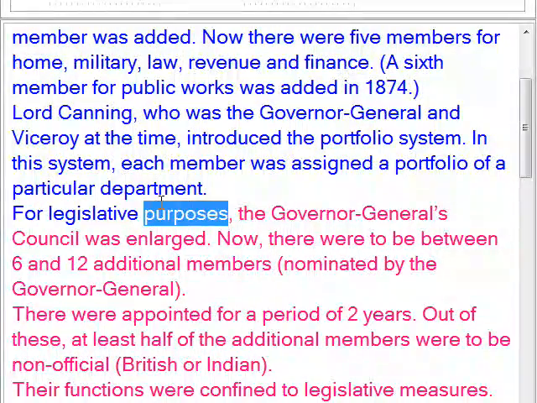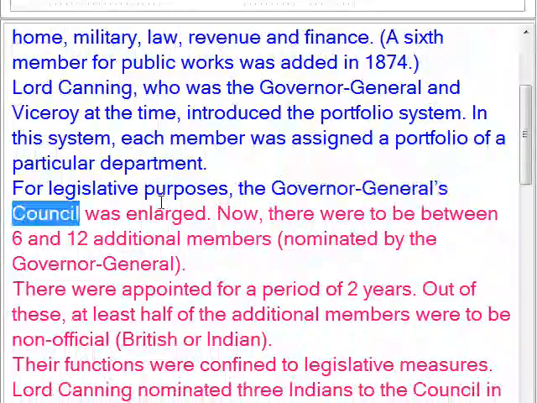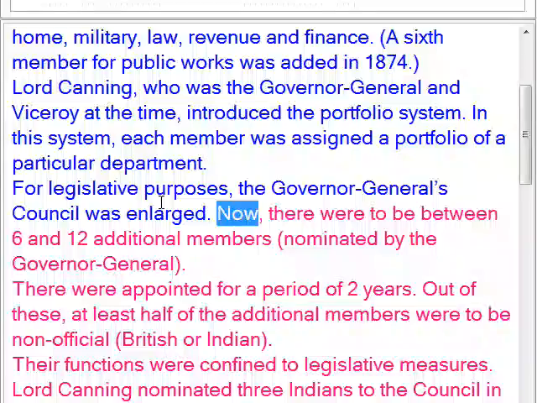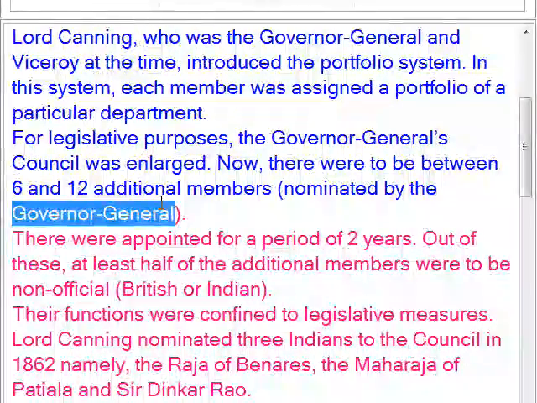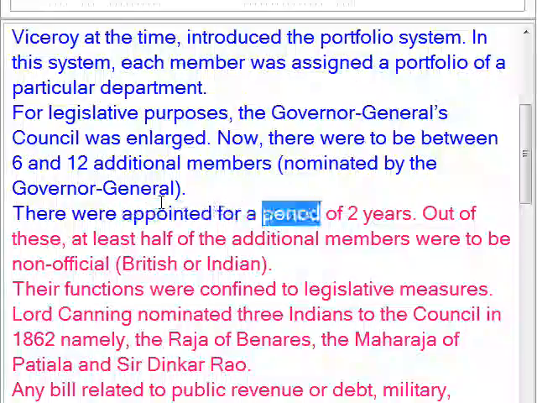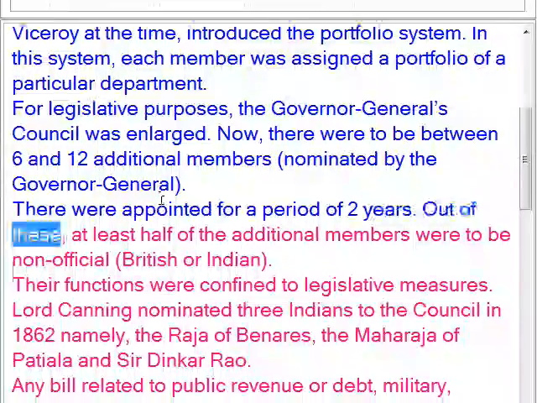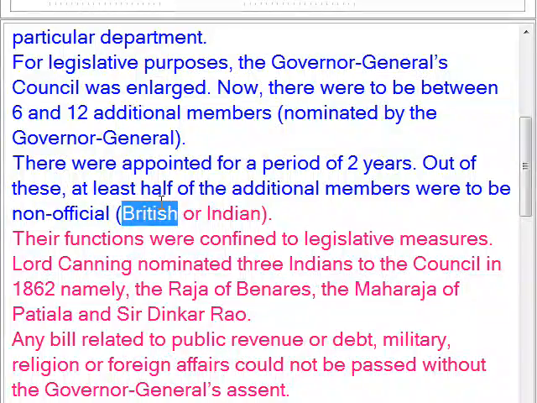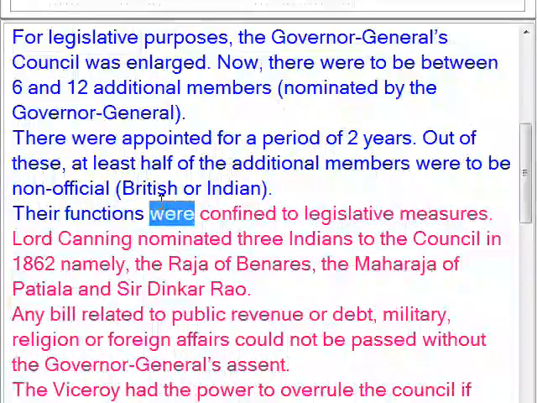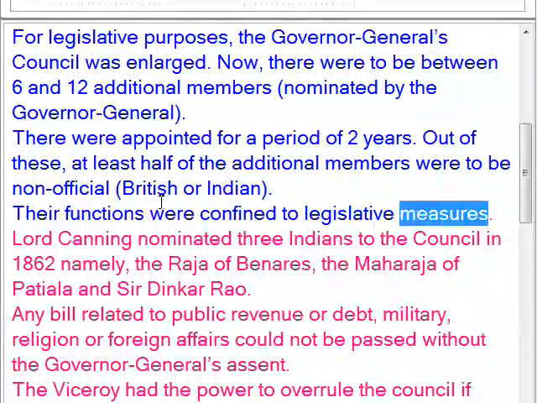For legislative purposes, the Governor-General's Council was enlarged. Now, there were to be between 6 and 12 additional members nominated by the Governor-General. They were appointed for a period of 2 years. Out of these, at least half of the additional members were to be non-official, British or Indian. Their functions were confined to legislative measures.